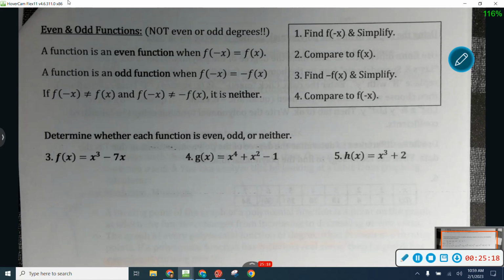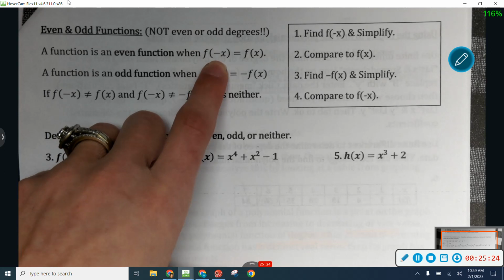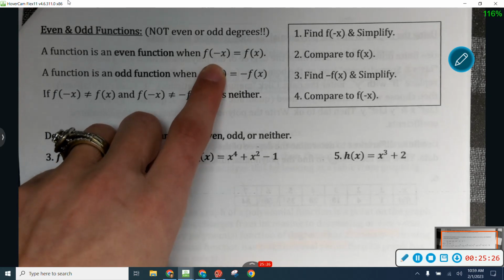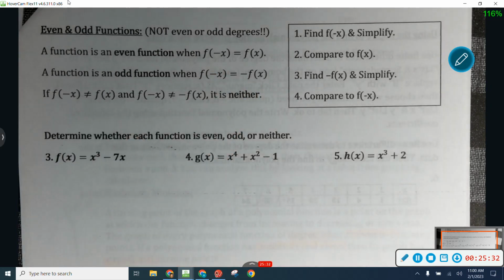Okay? Now, we just did transformations, right? What is f of negative x? What type of transformation is that? A reflection over my y. What is negative f of x? Okay, that's really what's going on here. So what we're going to do is find our f of negative x and compare it to your original. If they're the same, then that would be an even function. You wouldn't have to go further. If they're not the same, then you find negative f of x and compare it to your f of negative x. If those are the same, then it's odd. If neither work, then it's neither.